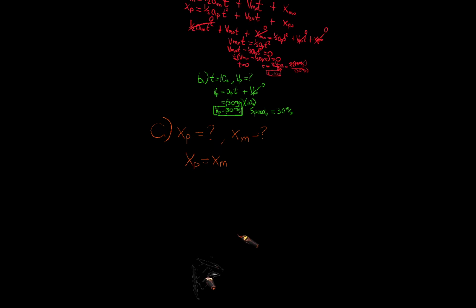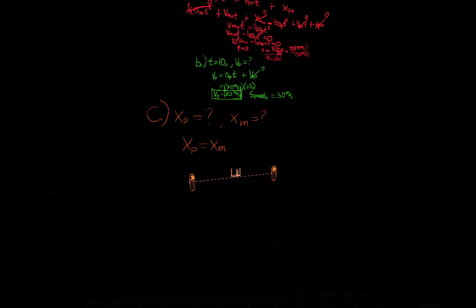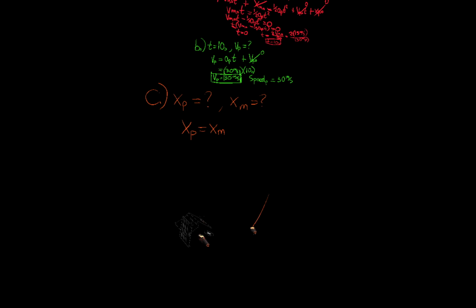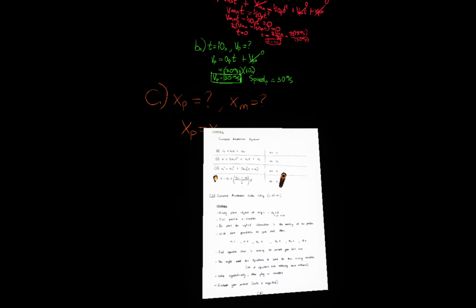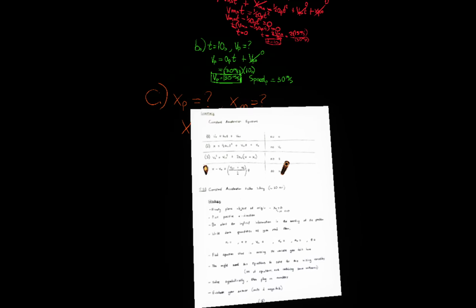So what is the position of each of the vehicles? Well, they're going to be the same. So we don't have to do one calculation here. But which equation should we use? Pull out our equations. So we want to know position, right? And we have almost everything else.